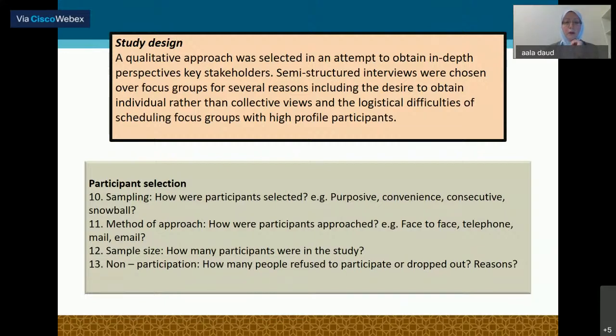So the study design paragraph was stating that a qualitative approach was selected in an attempt to obtain in-depth perspectives of key stakeholders. Semi-structured interviews were chosen over focus groups for several reasons, including the desire to obtain individual rather than collective views, and the logistical difficulties of scheduling focus groups with high-profile participants. So let's look together at the checklist. Which one do we think we can find so far from that study design?